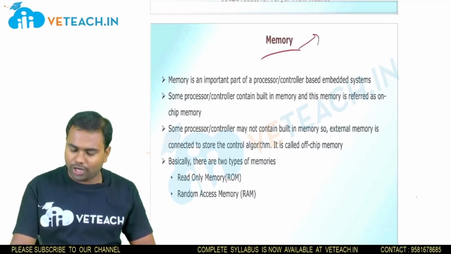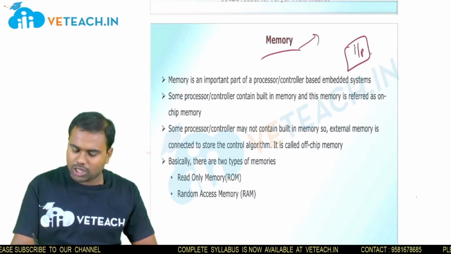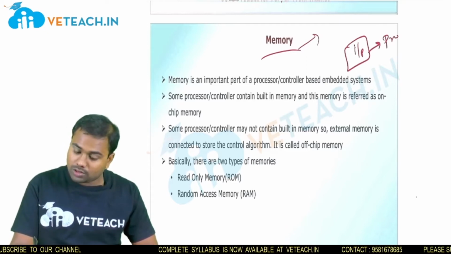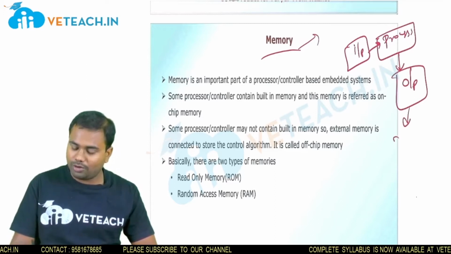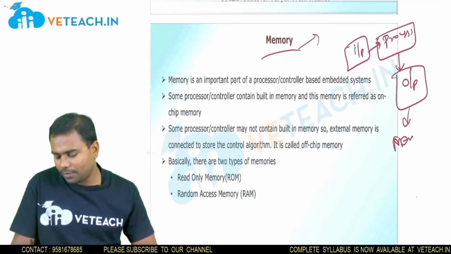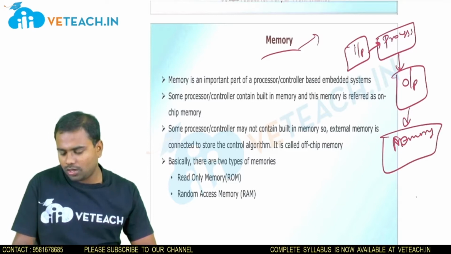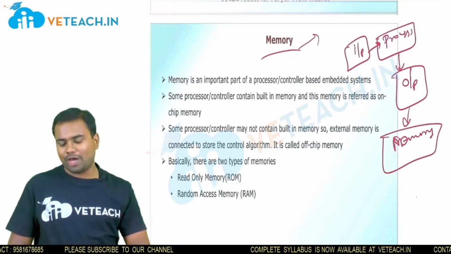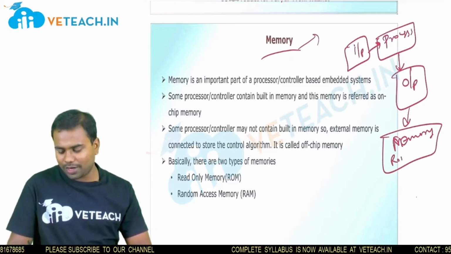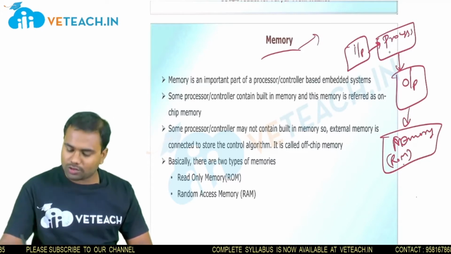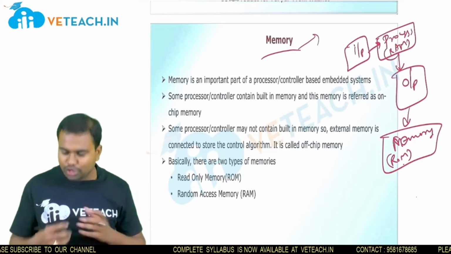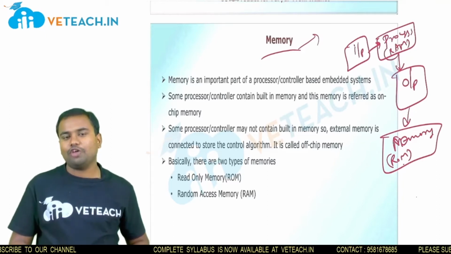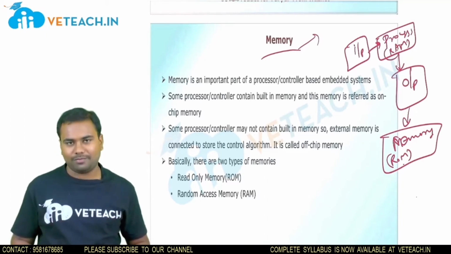Basically, we take the input, process the input and produce the output, and this output will be stored in a memory. According to my knowledge, the storage is a ROM memory, whereas the processing is a RAM memory we need to use. If you don't use this RAM, then you can't process the data.